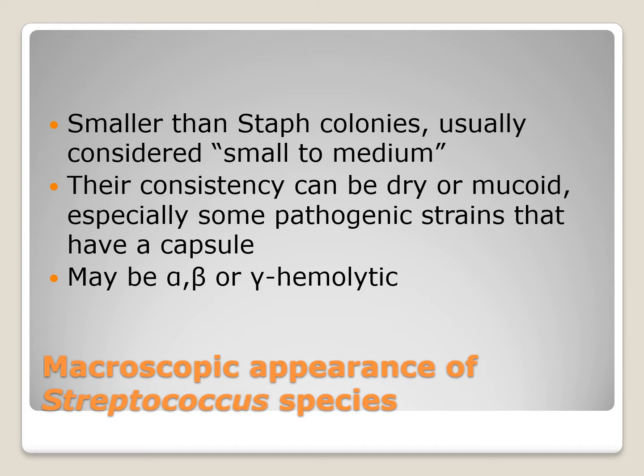And they can be either alpha, beta, or gamma hemolytic, and that's the effect of their toxins and enzymes actually on the sheep cells in blood agar. And we're going to talk more about that on the next slide.